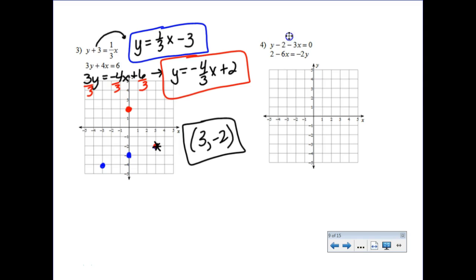Alright, next line. I'm going to add the 2 and add the 3x over, so this becomes 3x plus 2.